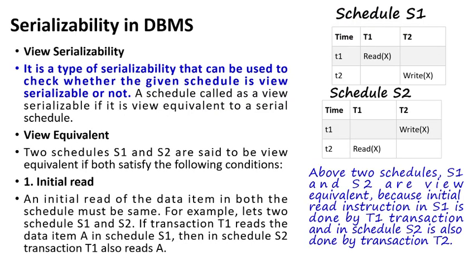Next is view serializability. It is a type of serializability that can be used to check whether the given schedule is view serializable or not. A schedule is called view serializable if it is view equivalent to a serial schedule. Two schedules S1 and S2 are said to be view equivalent if both satisfy the following conditions. Initial read: an initial read of the data in both the schedules must be the same. For example, if transaction T1 reads the data item A in schedule S1, then in schedule S2, transaction T1 also reads A.